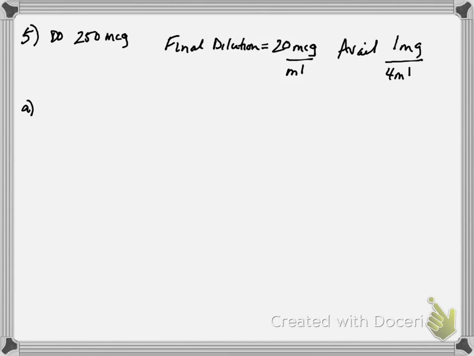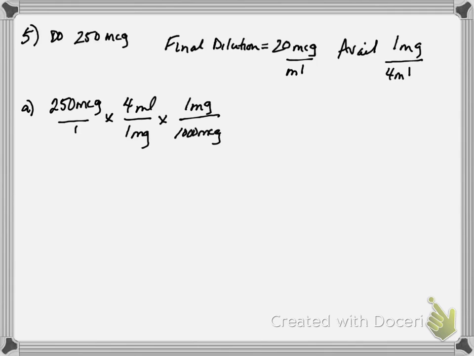Part A asks me, how many mLs of the drug will you need? So I take the doctor's order, the 250 mcgs, over 1 times the available, which is 4 mLs over 1 mg. I see I need to do a conversion, and I have 1,000 mcgs and then the 1 mg on top. Now my mcgs will cross out, my mgs will cross out, and I'm left with mLs, and I get 1 ml. So I have 1 ml of medication I'm going to administer, and that is my dosage.